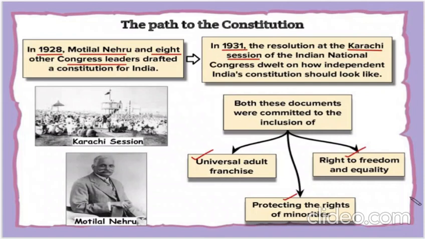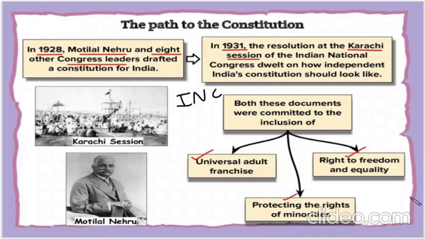Next, in 1928, Motilal Nehru and 8 other leaders of Congress made a draft of the constitution. In 1931, at the Karachi session of the INC, Indian National Congress, they dwelt on how the constitution of independent India should look. In the Karachi session, the Congress with Motilal Nehru were discussing exactly how the constitution of India should look.